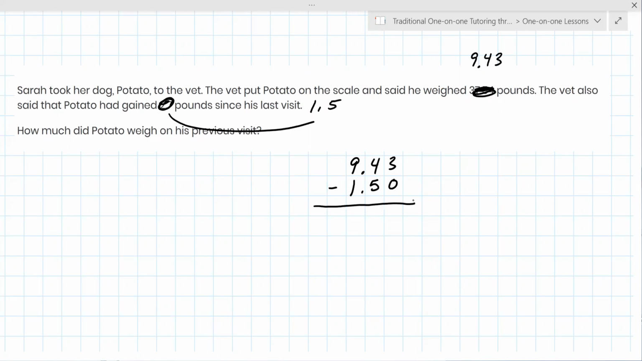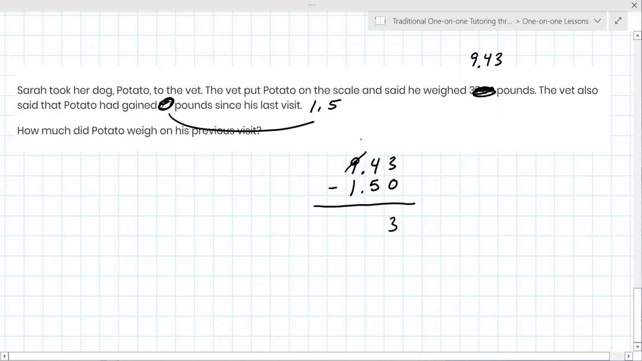I got it. Okay, what is your final answer here? 7.93. Okay, that sounds correct. So you'd borrow from the 9 and get an 8. 14 minus 5 is 9. 8 minus 1 is 7. 7.93. Good. All right. So let's keep going here.